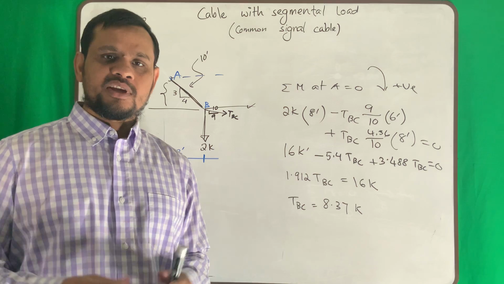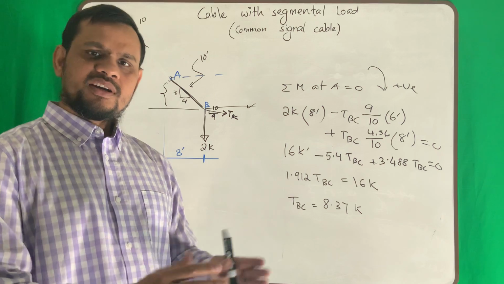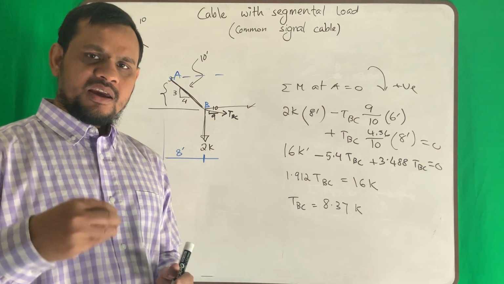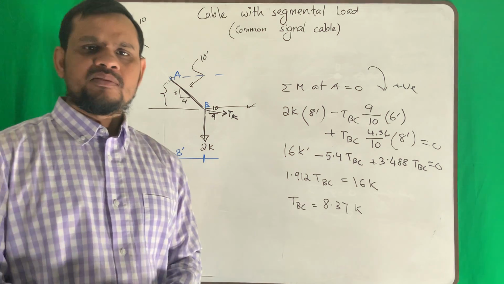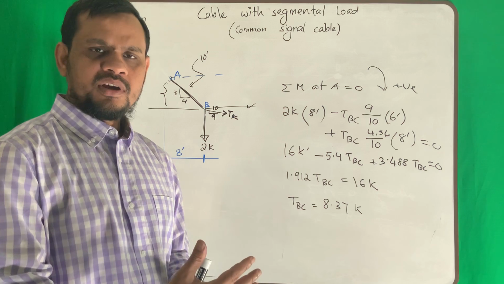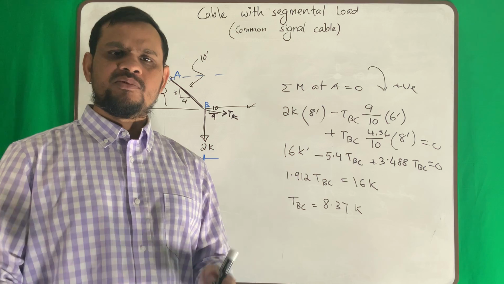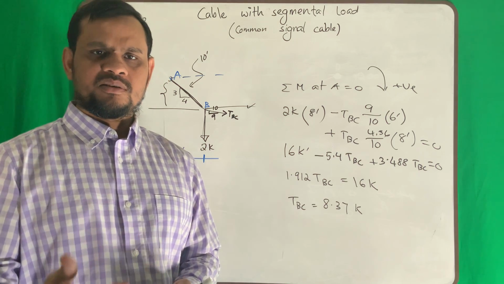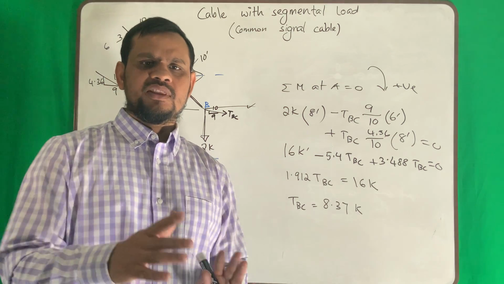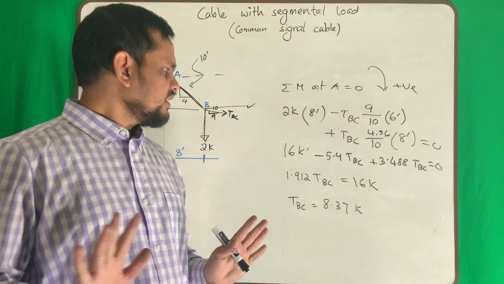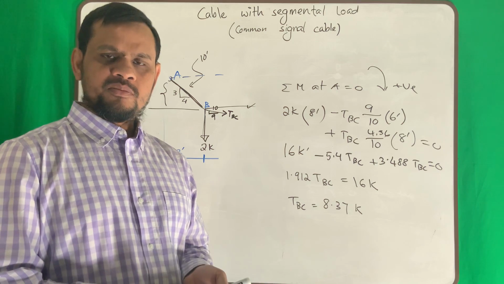So hopefully you understood the cable with segmental load. What to do? Take a joint or take a section and apply the equilibrium equation, and find one by one. Sometimes they will give you load and ask you what is the slope or the tension. Sometimes they will give you load and slope and ask you what is the force. Sometimes they will give you force, then ask you what is the slope. So they can play in different ways. You should not be scared. It's all about taking a joint or section and applying the equilibrium equation.